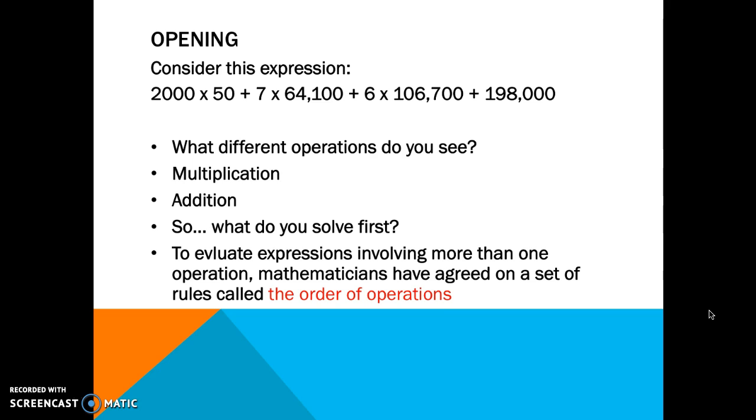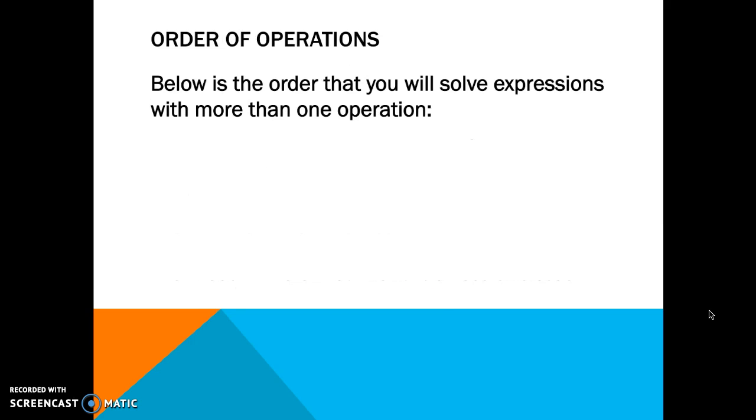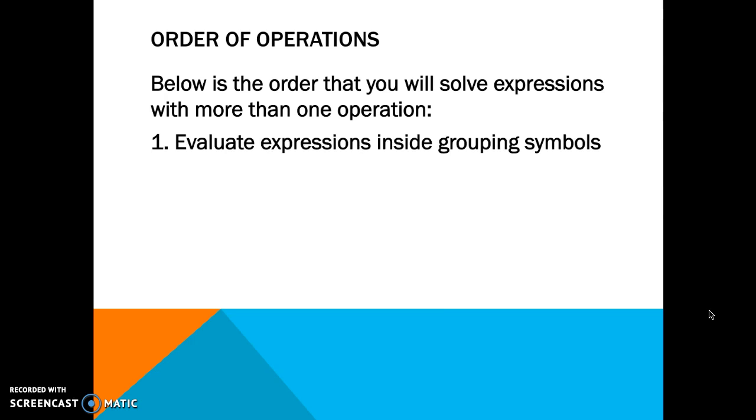To evaluate expressions involving more than one operation, mathematicians, or like super smart people that came up with these crazy cool rules for math, have agreed upon a set of rules called the order of operations. So anytime you see a problem that has more than one operation, we're always going to use these sets of rules. So below is the order that you will solve expressions with more than one operation.